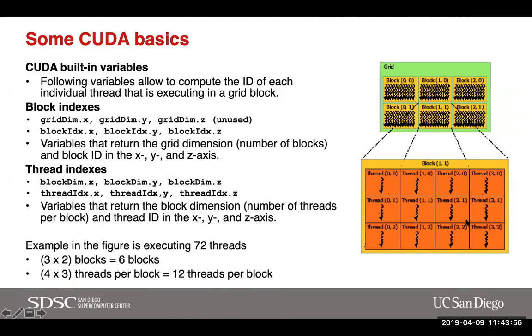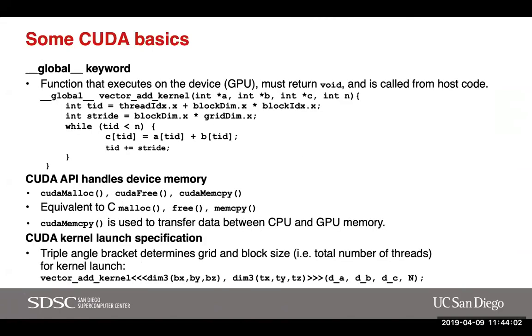So that means we would have 12 threads per block times 6 blocks, a total of 72 threads running in this example. Then if you write a function that should execute on the GPU, you use the __global__ keyword, and that designates a function that executes on the GPU. It must return void, but it is callable from the host code.